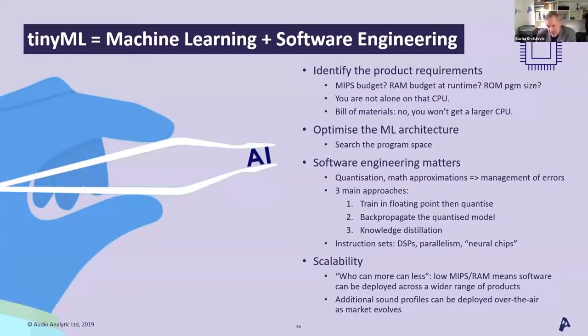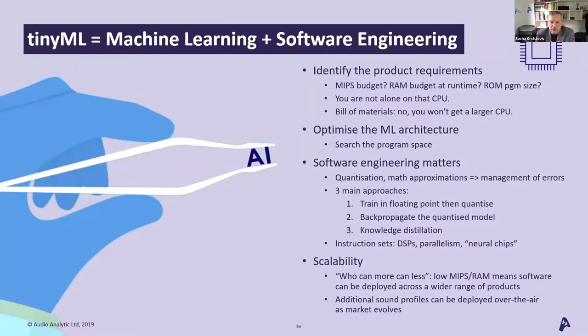Now, software engineering matters, quantization. So limiting the number of bits you use to encode numbers, your math numbers, or using math approximations, for example, Taylor series or various recipes to approximate certain functions, it is really, really useful to help reclaim some space in your program space. If you do that, you have to manage the errors you're making when you're using those approximations, rather than using super precise floating point numbers.